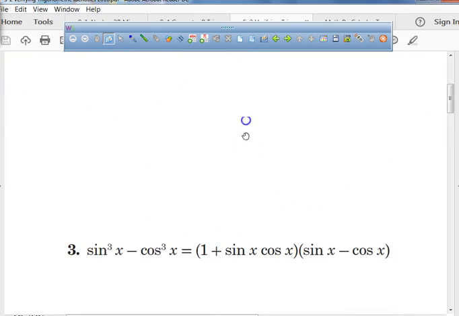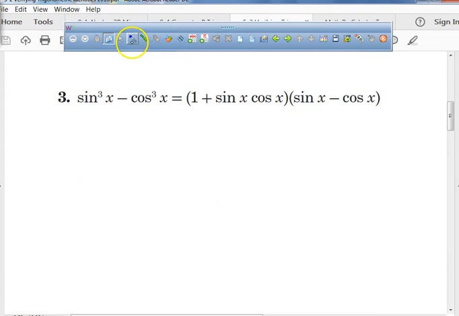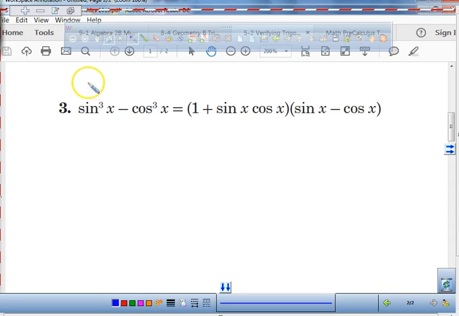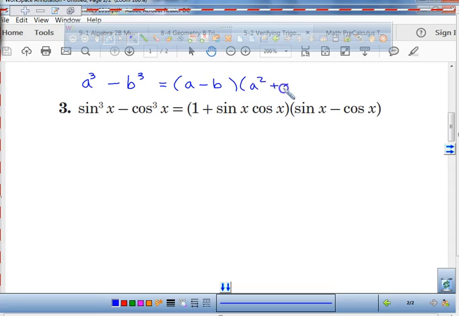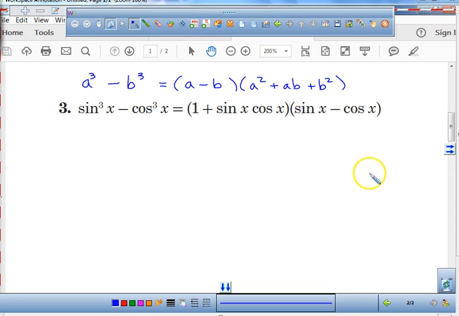All right, problem number 3. In problem number 3, you need to remember from Algebra 2 the difference of 2 cubes. You need to remember how to factor the difference of 2 cubes. So what I'm going to do is factor the special factors of a difference between 2 cubes, and it's going to be a minus b times a squared plus ab plus b squared. Those are the special factors for a difference of 2 cubes.